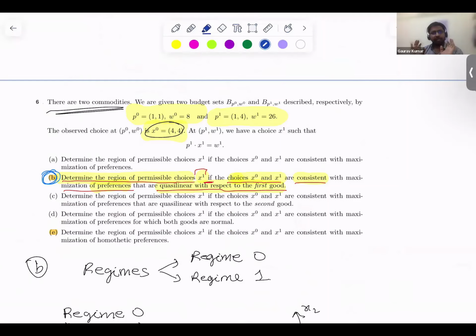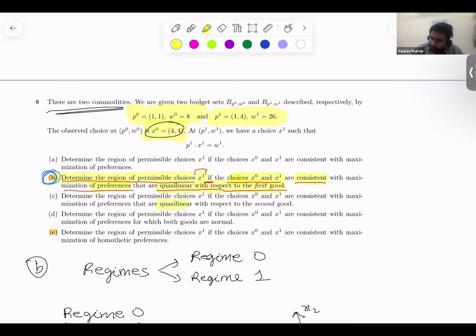The regimes I have explained. There are 2 regimes, 0 and 1. The information for the 2 regimes is given to you. In regime 1, you are being asked what should be the permissible choices for the 2 goods such that a few conditions are followed. Quasi-linearity in the first good was the first condition we solved for. Now there are other conditions that you are being asked.